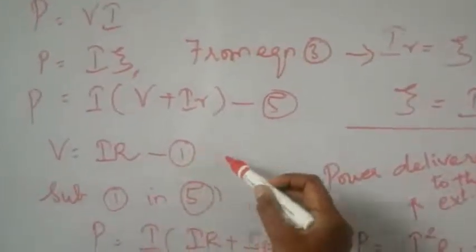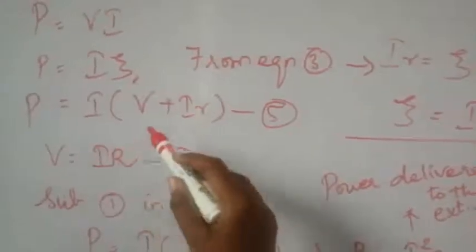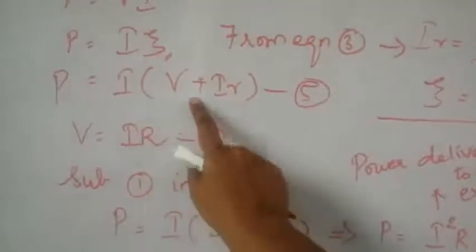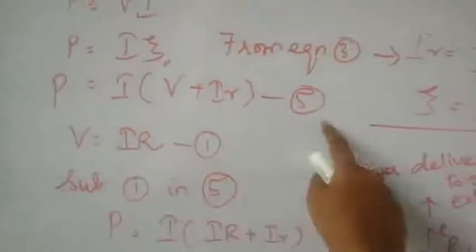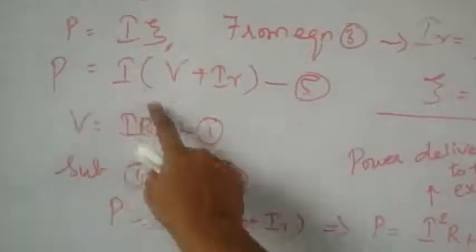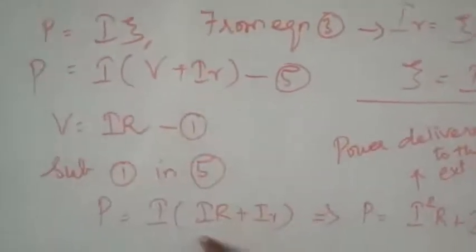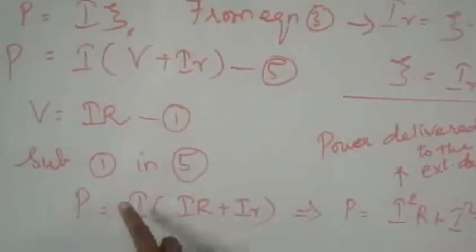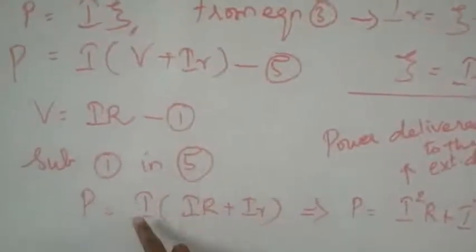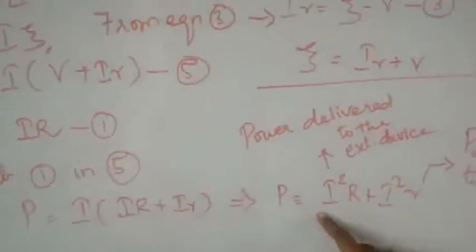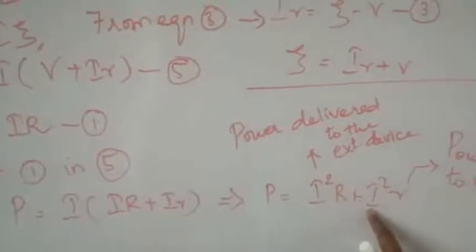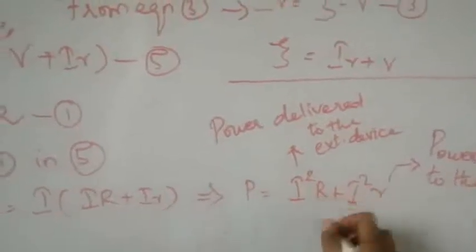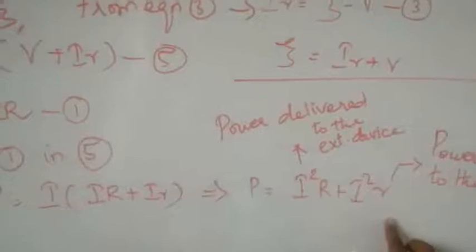Now substitute this equation in the equation number 5. So instead of V, I'm going to substitute this IR in the place of V here. So this equation would be replaced as P is equal to this I as such. Instead of V, IR, I into capital R plus this I into small r as such. Now multiply this I inside, you'll have I into I square, right? So power P is equal to I squared capital R plus I squared small r.